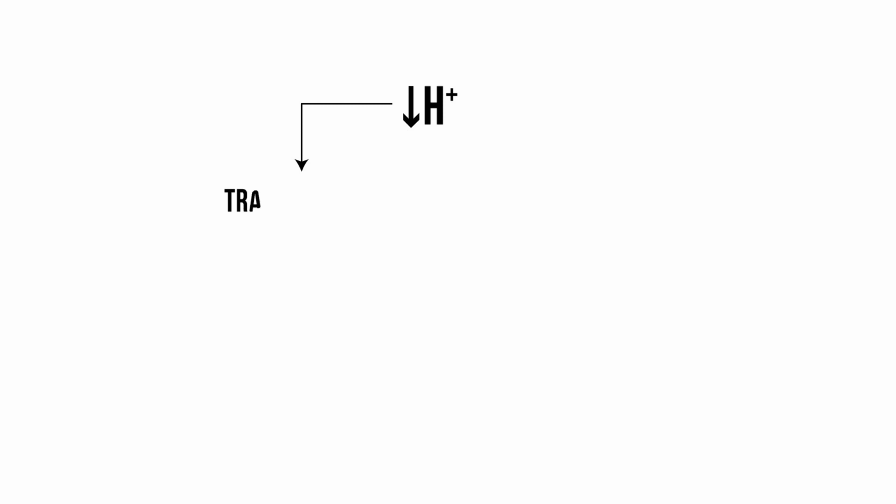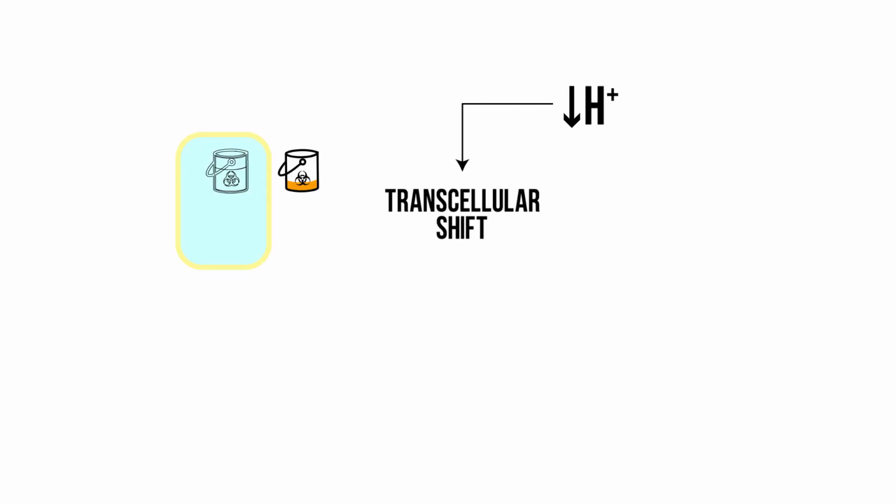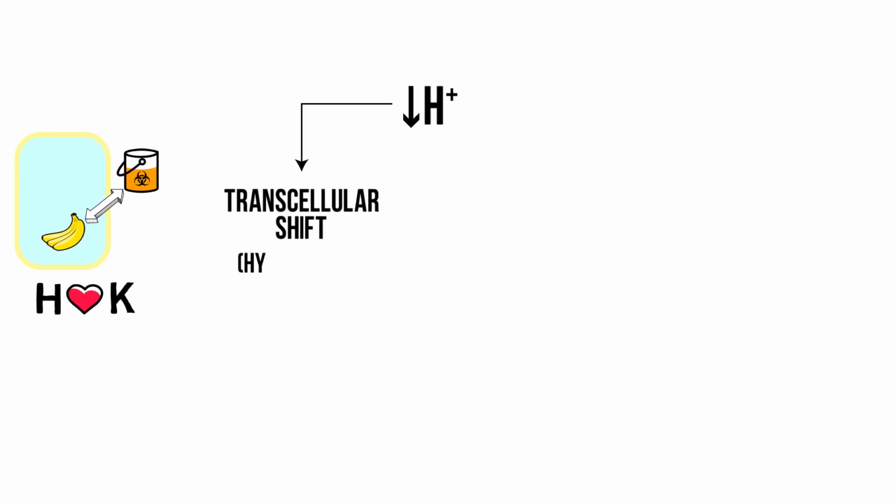Note that low hydrogen levels cause a transcellular shift of hydrogen from intracellular to extracellular, which then causes a shift of potassium from extracellular to intracellular. This can also happen the other way around. In other words, metabolic alkalosis and hypokalemia are highly related. Check out my video on hypokalemia for more information. So the first cause of metabolic alkalosis is an intracellular shift of hydrogen, which can be caused by hypokalemia.